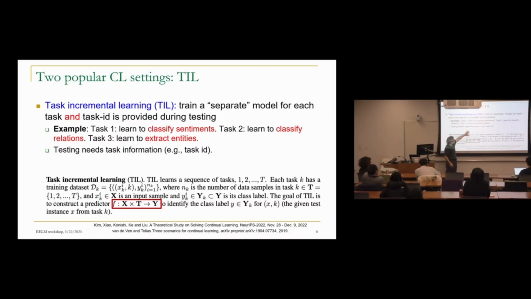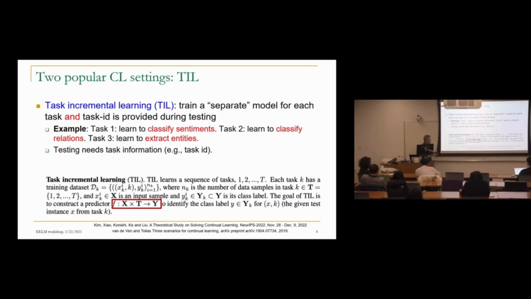Then, in this case, when you come to test time, you need to have the task ID. Basically, I give you a bunch of documents, and the task ID says which task you want to perform. In terms of definition, you don't have to look at the details, but the function we are learning takes the X and the task, and outputs the Y. So in this case, we need a task ID.